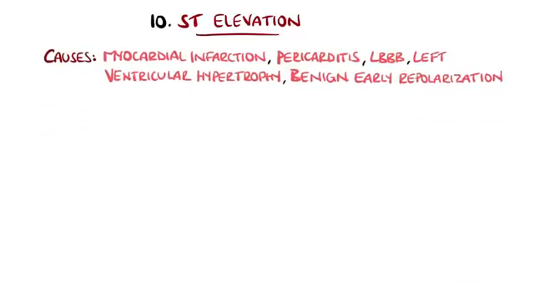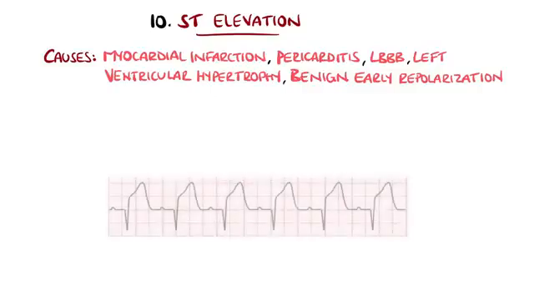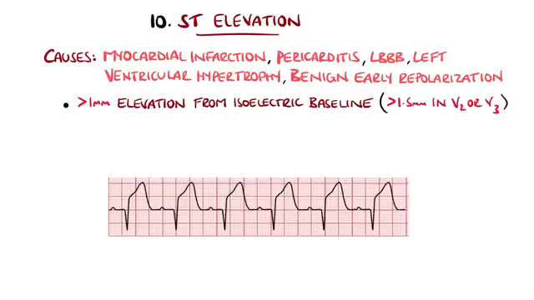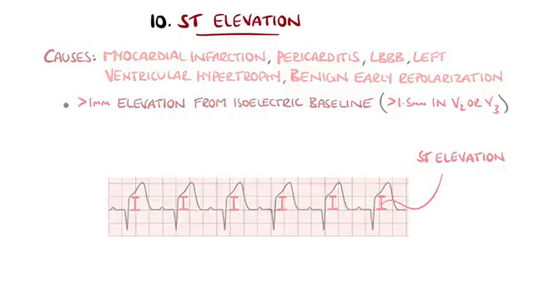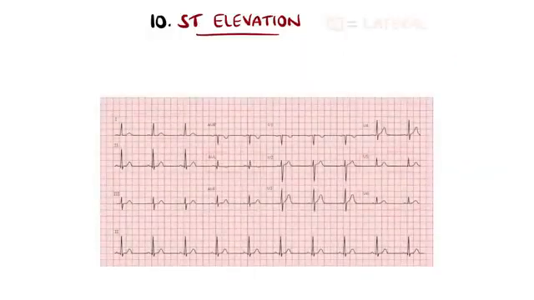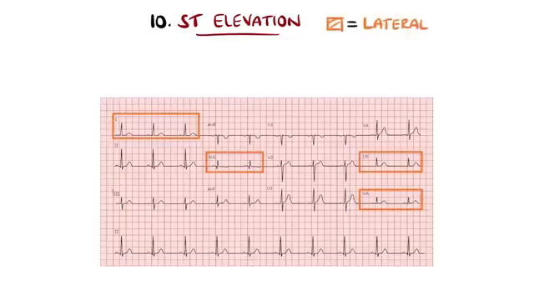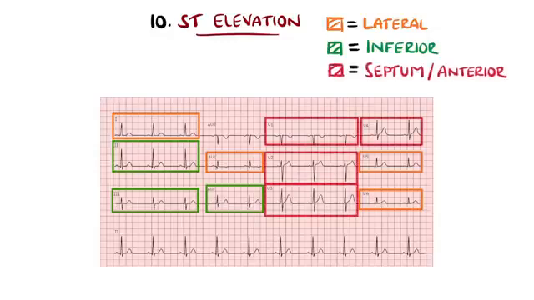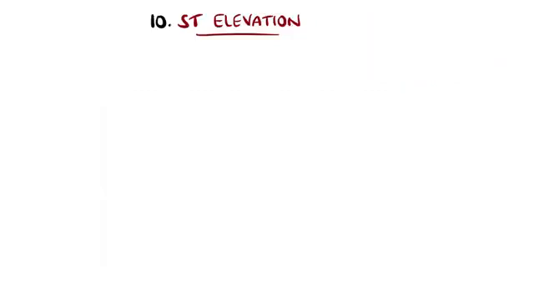Typically, the elevation is defined as more than 1 mm from the isoelectric baseline in any lead, apart from leads V2 and V3 that generally require at least 1.5 mm. Also remember that different leads represent different territories of the heart. Leads 1, AVL, V5 and V6 are lateral leads, 2, 3 and AVF are inferior, while V1 to V4 are anterior and septal. For a posterior view, additional chest leads V7 to V9 are needed.